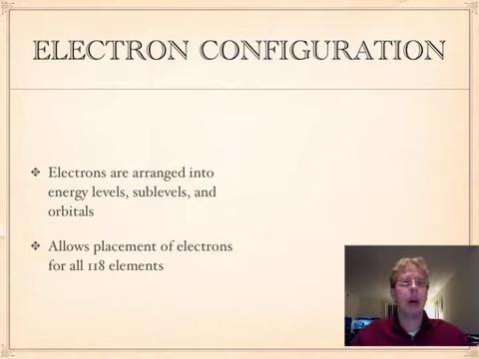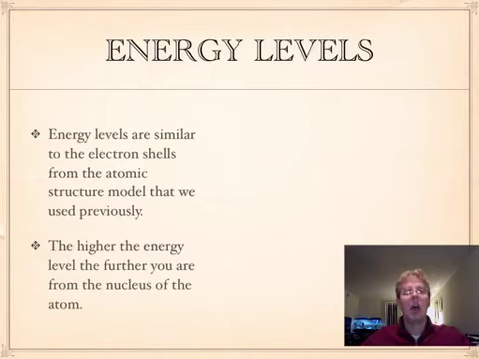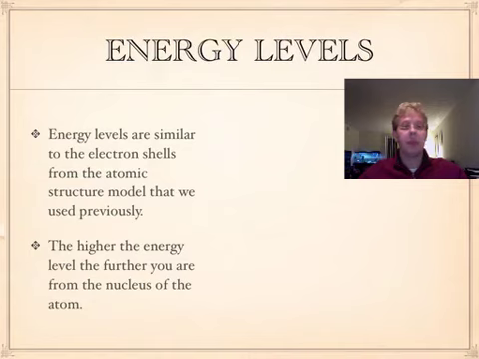With tonight's lesson about electron configurations, what we are doing here is defining how the electrons are placed around the nucleus of the atom in a way that's going to allow us to place electrons for elements with 118 electrons. And so electrons are arranged into energy levels, sublevels, and orbitals. Energy levels are similar to what you know as electron shells from before. The higher the energy level, the further you are from the nucleus of the atom.